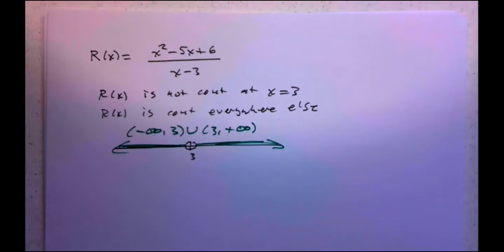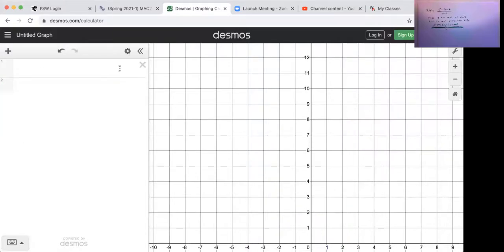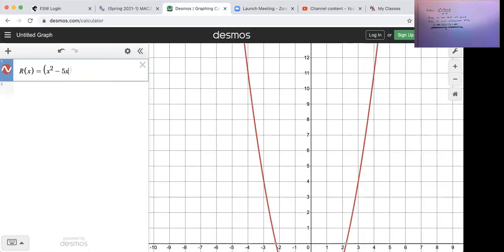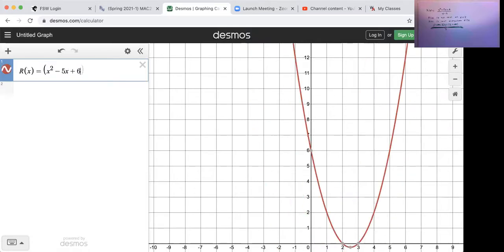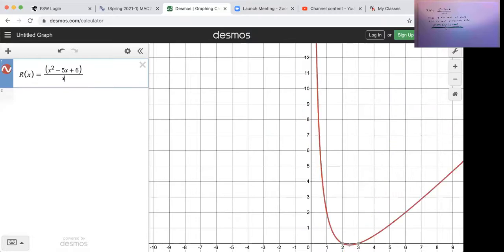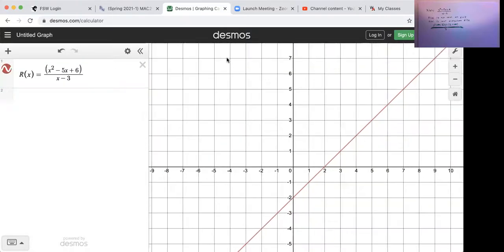But let's take a look at this graph and see what's happening. Can we see that that's not in the domain by looking at Desmos? So let's clear what's there. And we're calling it r of x this time, rational function. R of x is upstairs x squared minus 5x plus 6 divided by x minus 3. And it looks continuous. It looks continuous, is it? What's happening when I get to 3? When I get to 3, you'll notice it says it's undefined.